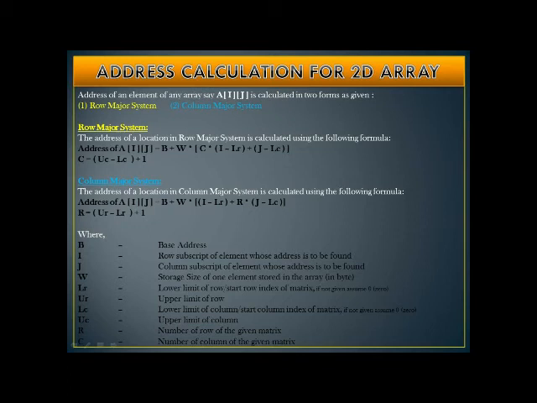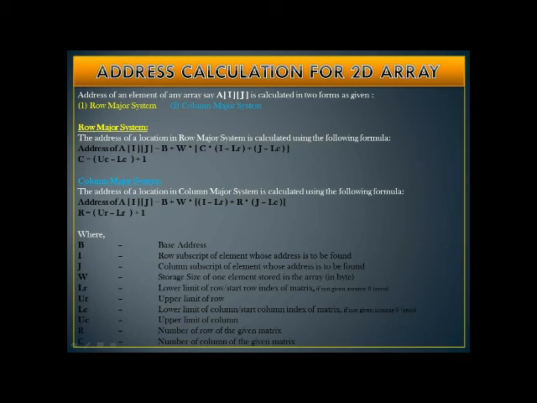Why plus 1? Now see, suppose the number of columns is 5. That means the lower limit is 0 and the upper limit is 4. So 4 minus 0 is 4, plus 1 is 5. Now we get the total number of columns, that means the total number of cells present in each row. Similarly, we can get the total number of elements present in each column, that is the total number of rows.